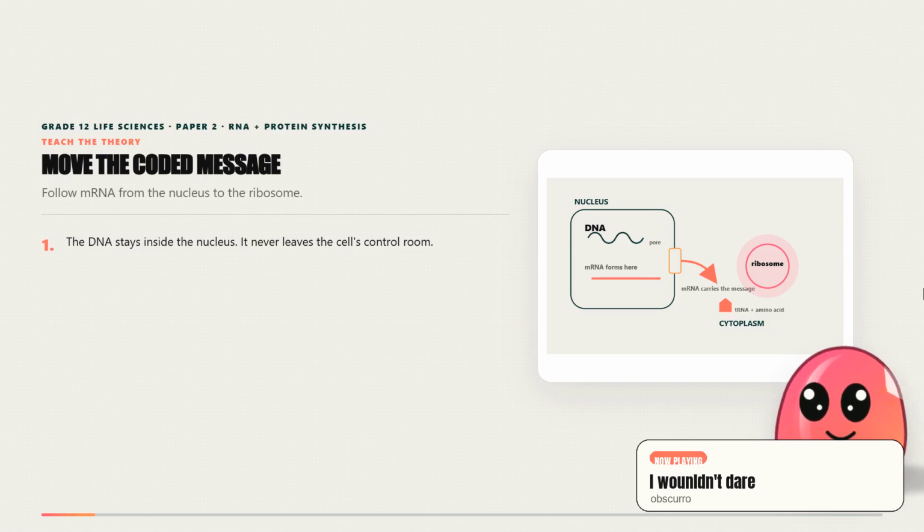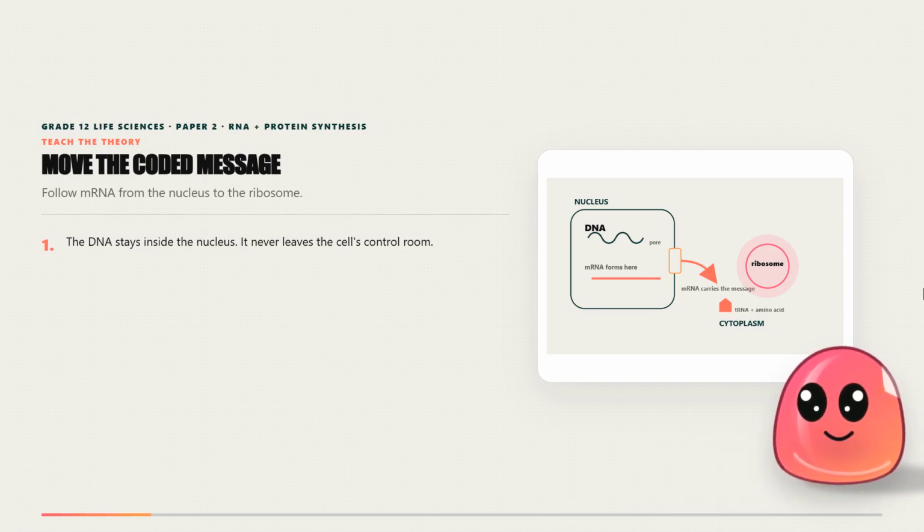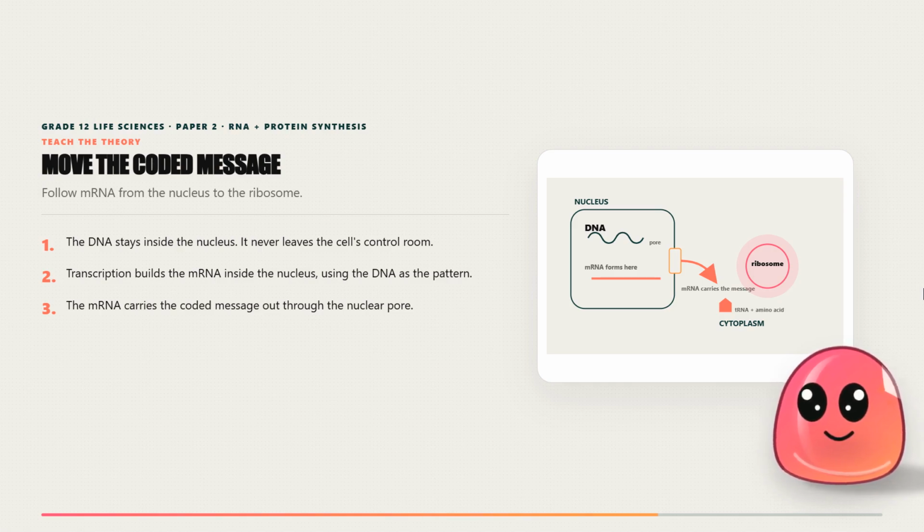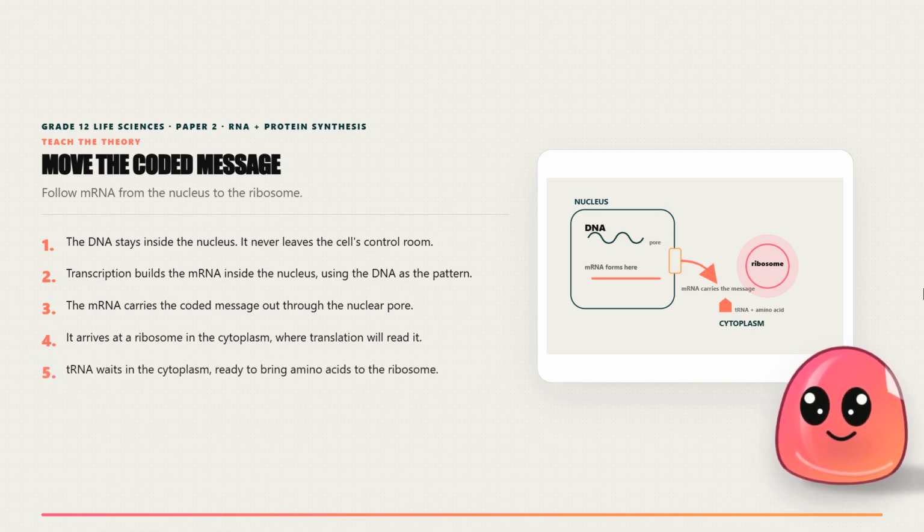Now for the journey, and where things actually go. The DNA stays locked inside the nucleus, the cell's master copy never leaves. Transcription builds the messenger RNA right there in the nucleus, using the DNA as its pattern. Then the messenger RNA carries the coded message out through a pore in the nuclear membrane, travels across the cell, and reaches a ribosome. That is where translation happens, in the cytoplasm. Nucleus, out the pore, to a ribosome.